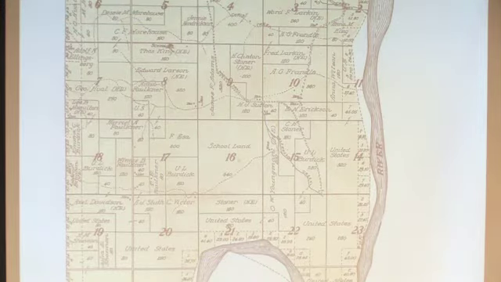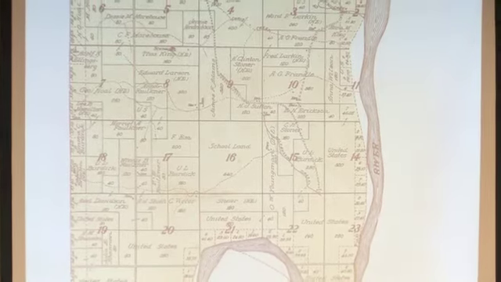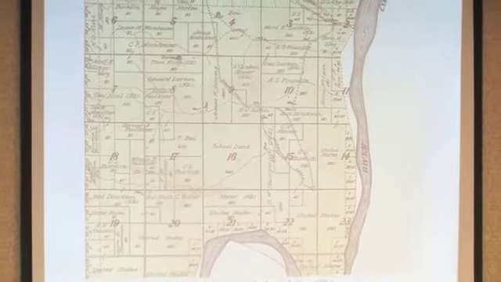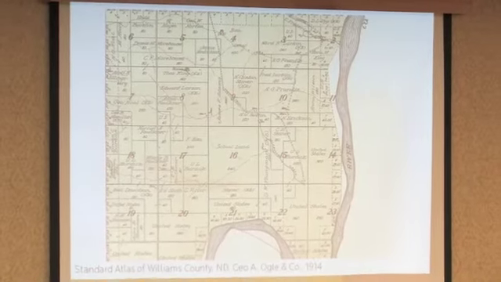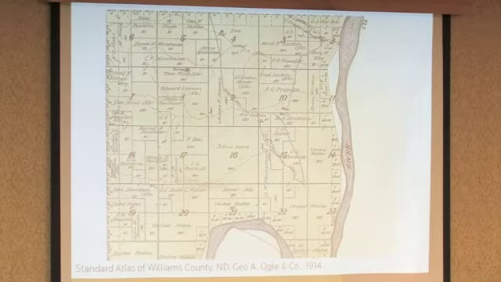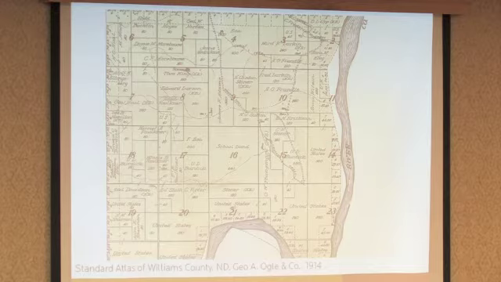And there's a lot of different sources you can look at to see how the river has changed over time. This is a 1914 standard atlas of Williams County that we just had in our office. And I pulled it up here. You can see in this case the river is still largely vertical, and it looks like it's still entirely within section 14. It doesn't look like it's changed much from 1896 to 1914.